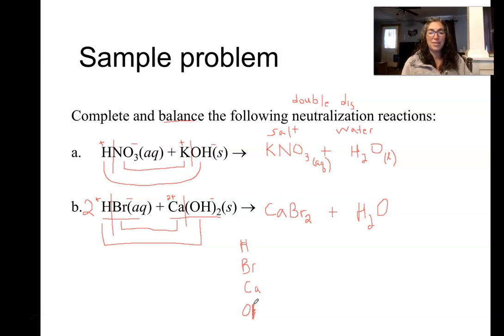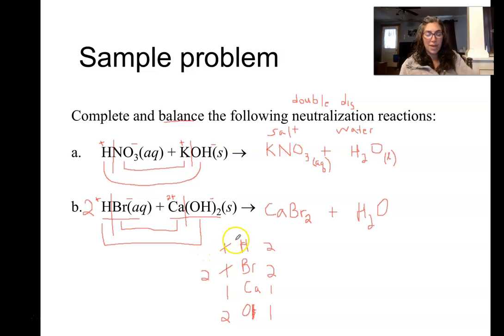Okay, so these are our different elements that we've got. Hydrogen, bromine, calcium, and oxygen. On the left side, before I put that 2 there, I started with 1 hydrogen, and I got 2 hydrogens on the product side. Bromine, before I put that 2 there, I had a 1. So I'm just going to tally up all of these starting amounts. I have 2 oxygens because there's a 2 outside the parentheses there, and over here I only have 1 oxygen.